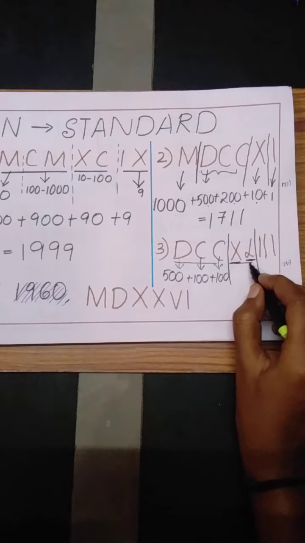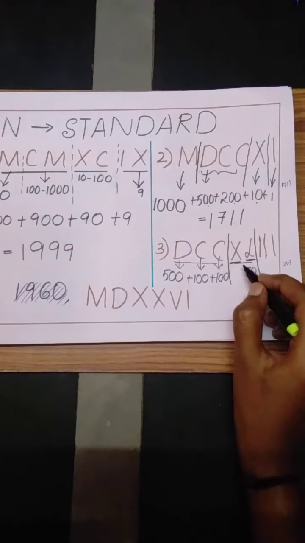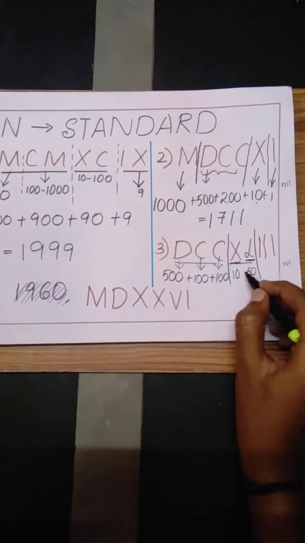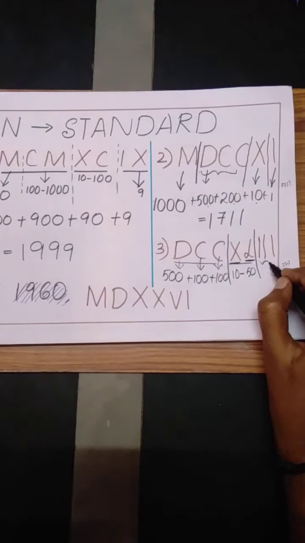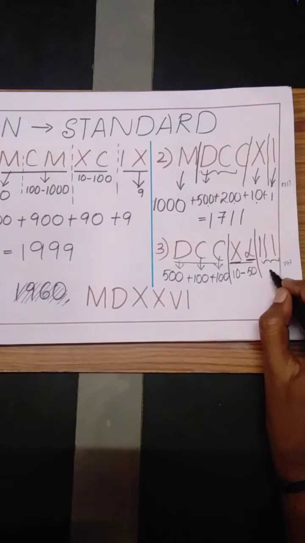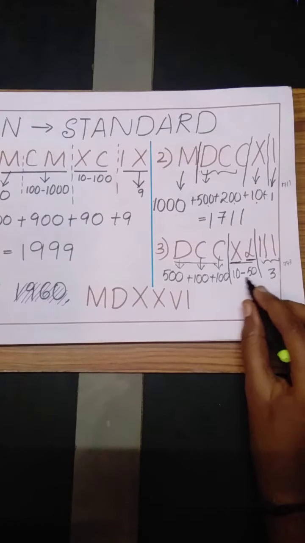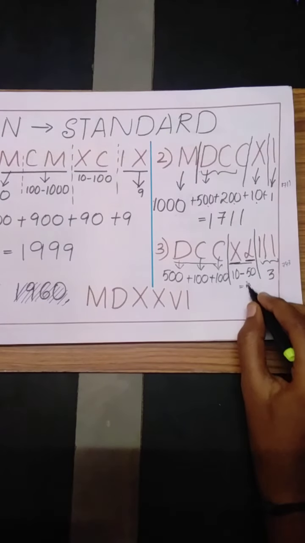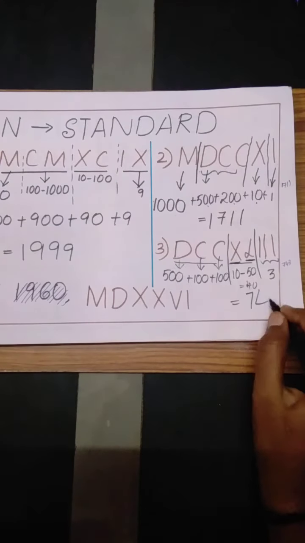That means it is following the rule of subtract, rule number 5. So what we need to do, the value of L is 50, the value of X is 10, 50 minus 10. And for these 3 I's, 3 I's means number 3, 1 plus 1 plus 1, 3. 500 plus 100, 600, 600 plus 100, 700. Here it is 40. 700 plus 40 plus 3, it is 743.